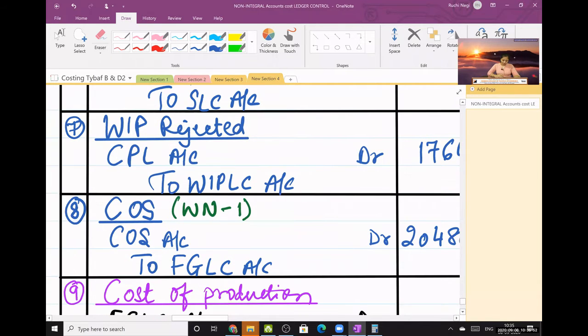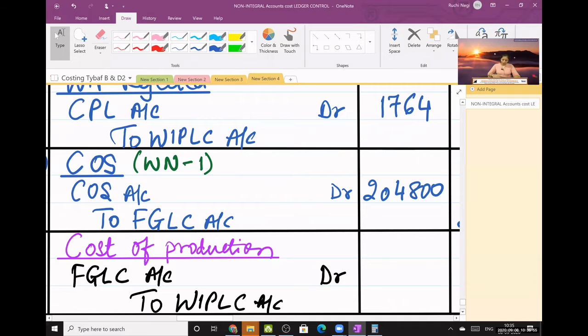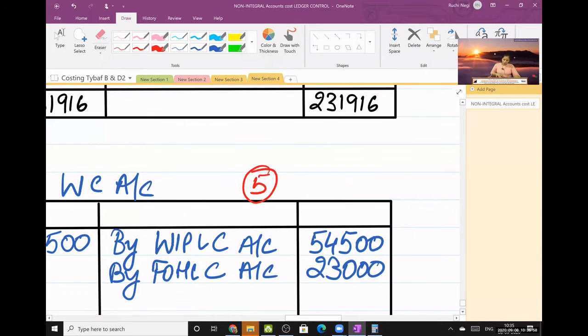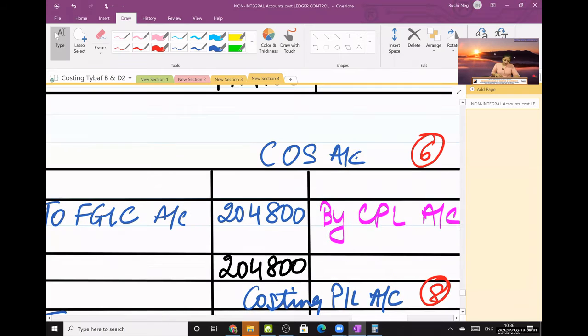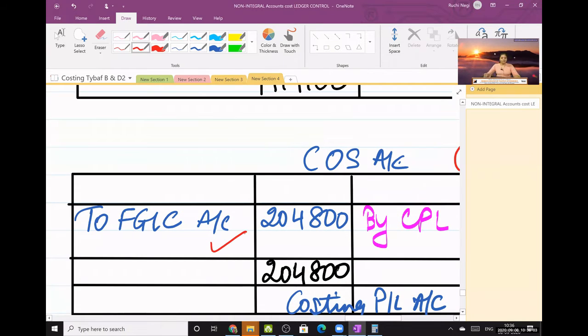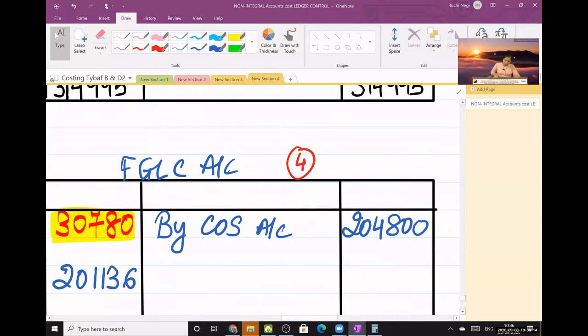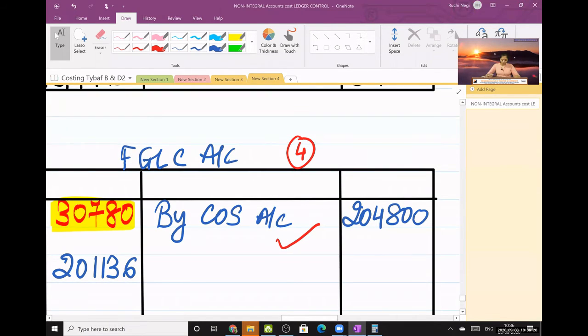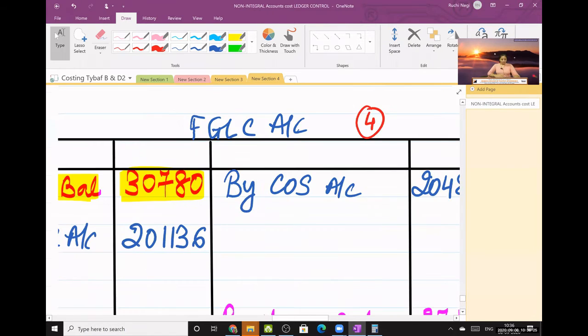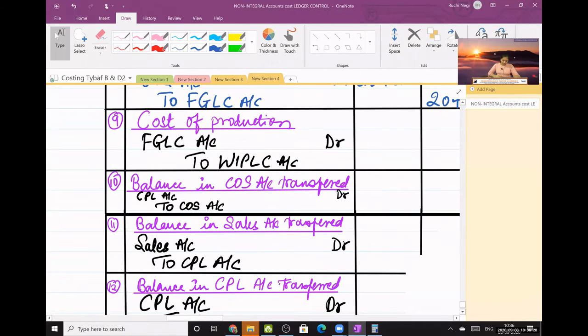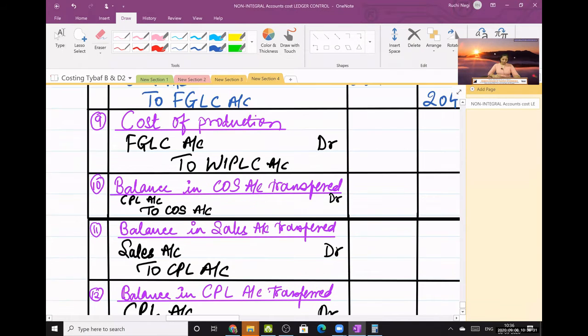Next, the cost of sales entry, COS to FG. Go to the COS account, debit to FG on the debit side. Cost of sales account on the debit side, COS to FG, 2,04,800. And give the simultaneous second effect, FG on the credit side, 2,04,800. Okay, that's it. The rest, 9, 10, 11, 12, are balancing figures.